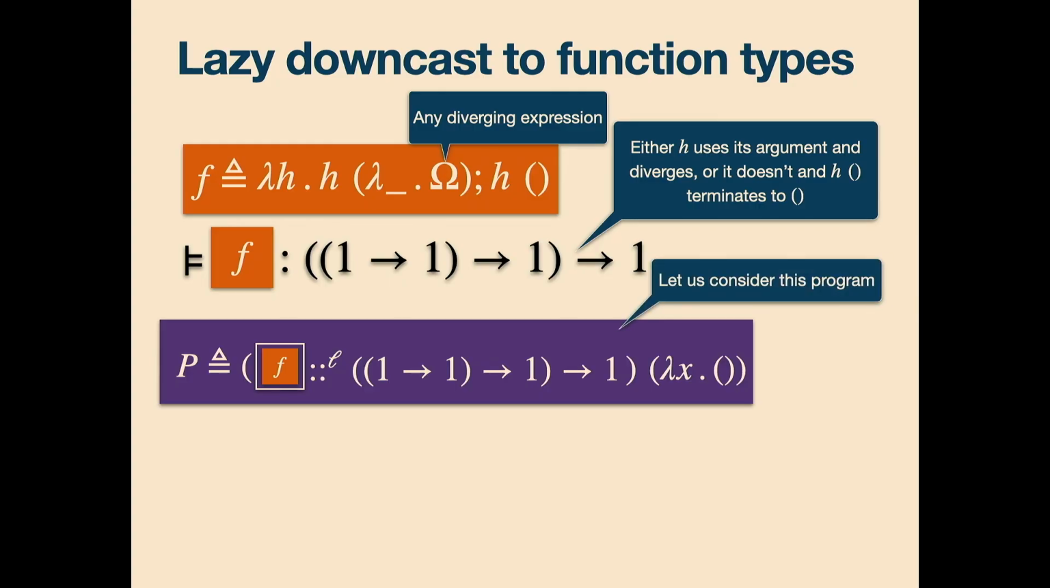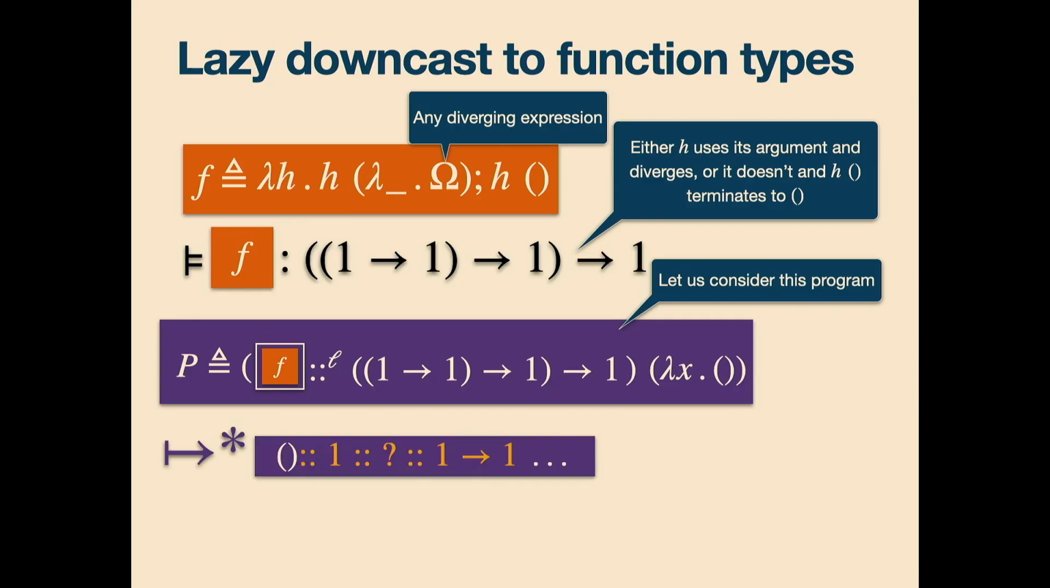Basically, if h uses its argument, it's going to diverge, so it's going to be semantically typed to this type. Otherwise, it doesn't use its argument, so h applied to unit is going to terminate to unit. So we can embed this function, we could ascribe this function to its semantic type, and then we can apply it to this function that receives something, doesn't use the input, and returns just unit.